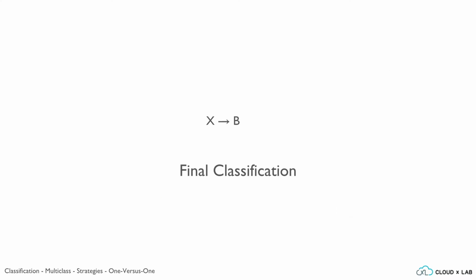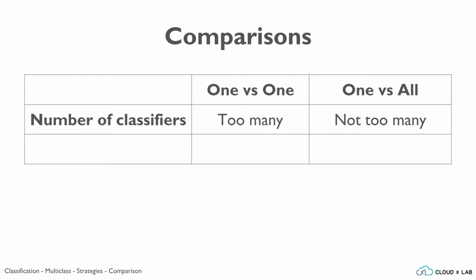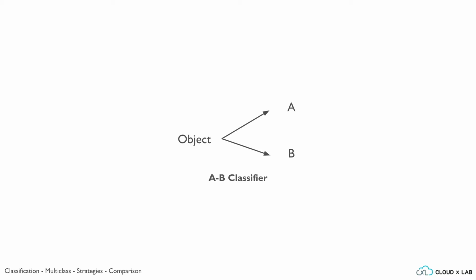Let's compare the two strategies. The main advantage of one versus one strategy is that each binary classifier only needs to be trained on part of the training set. For example, the AB classifier will get trained only on a small part of the training set, which includes the class A and B. This saves a lot of time and computing resources as compared to training on the full training set.